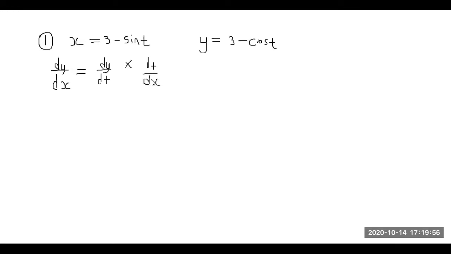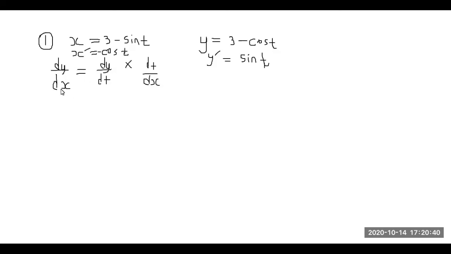First we need to find dy by dt. If y is equal to 3 minus cosine t, then dy by dt is, when we differentiate cos, we get minus sine, so this works out to be sine t. Then dx by dt: when we differentiate minus sine, we get cos. When we differentiate sine we get cos, but it's minus sine, so we get minus cos t.